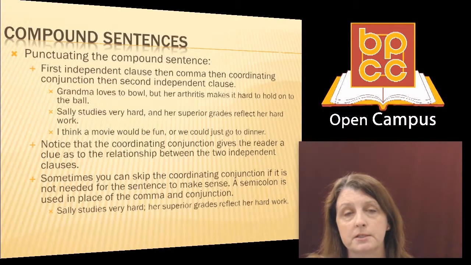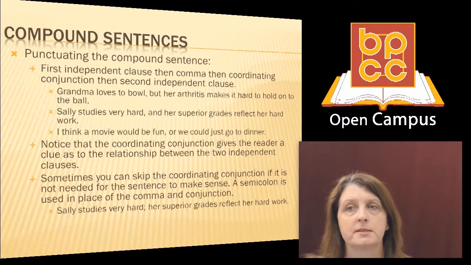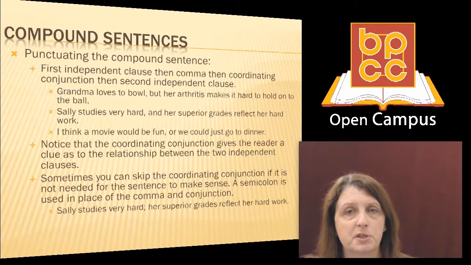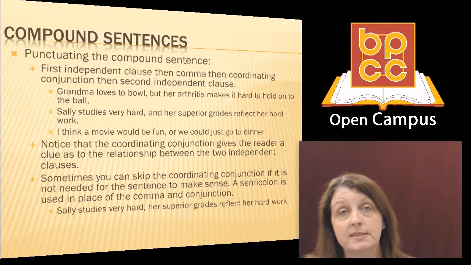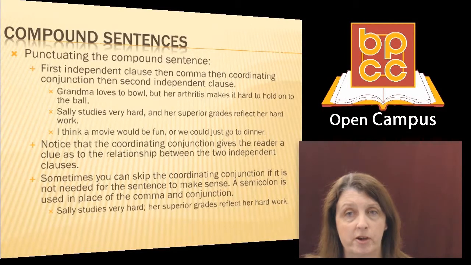Notice something important. The coordinating conjunction gives the reader a tiny clue as to the relationship between the 2 independent clauses. In the first one, Grandma loves to bowl, but her arthritis makes it hard to hold on to the ball. There's an exception there because we choose but. In the second sentence, we use and, because we're saying that because she studies very hard, her grades reflect her hard work. These 2 ideas are joined together. And in the third example sentence, you have or, and or gives you an option, a movie or dinner.